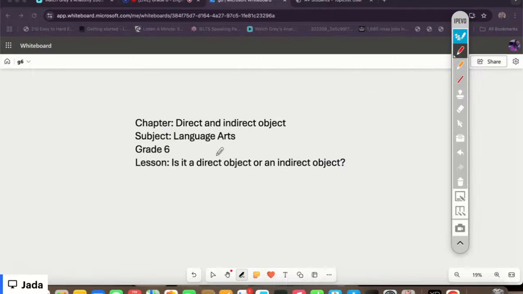So, today our lesson will be direct and indirect objects. First, you have to log in using aplusstudent.com. You click on your name, you move on to Language Arts, Grade 6. The chapter will be Direct and Indirect Objects, and the lesson is "Is it a direct object or an indirect object?"